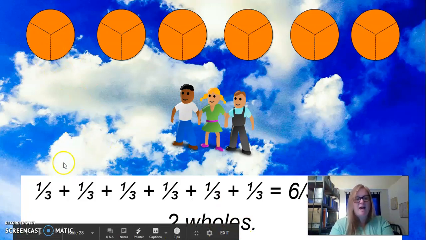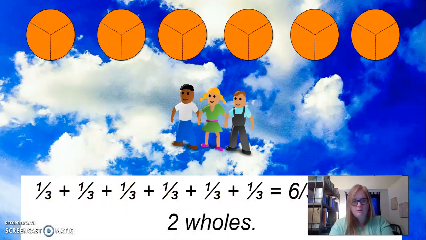The way that we would write that in thirds is 1/3 and a third and a third and a third and a third equals 6/3, which equals 2 wholes. Okay? Because if we count up all of these thirds, if each person were to get a third of each one, then that would be 1, 2, 3. That's a whole. 1, 2, 3. That's another whole.